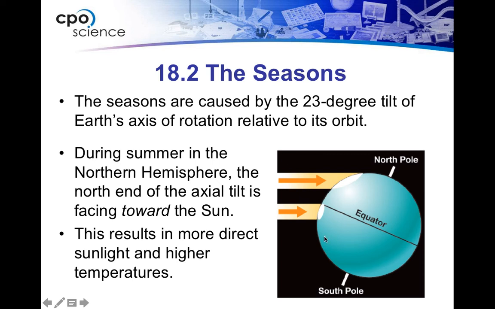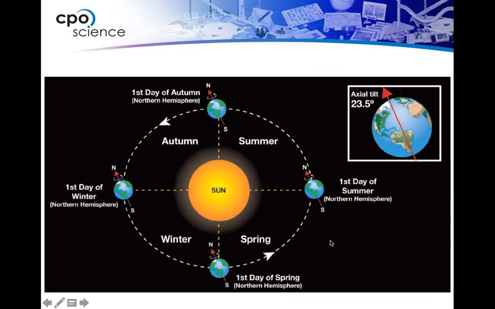So in this instance, this picture right here, we actually have winter for us, which would be the northern hemisphere, and summer for the southern hemisphere. So we have our equinoxes and solstices, which mark the first day of summer, first day of autumn, first day of winter, and first day of spring.